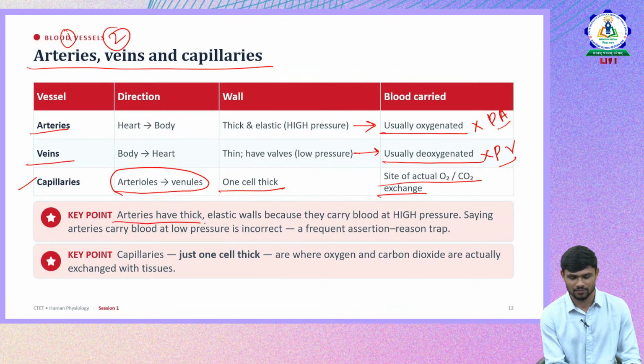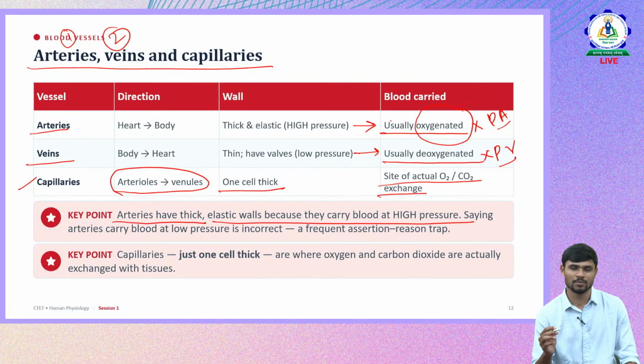So arteries have thick, elastic walls. We said arteries have oxygenated blood, which means they carry it from the heart to body parts. If blood is going from the heart to body parts, it is of high pressure, because it has to push it to almost each and every corner of our body, each and every cell of our body. So the pressure should be applied more.